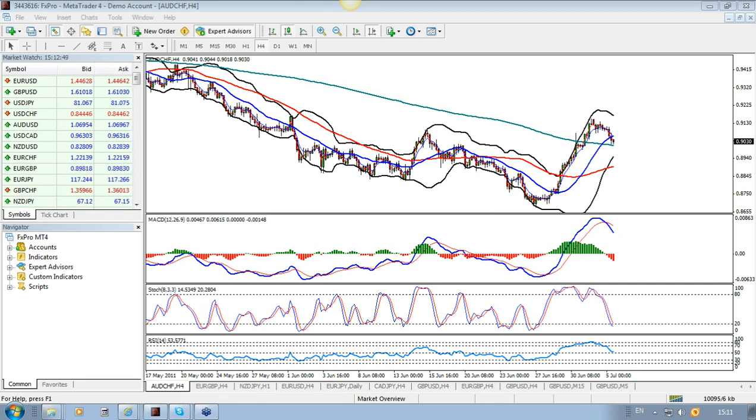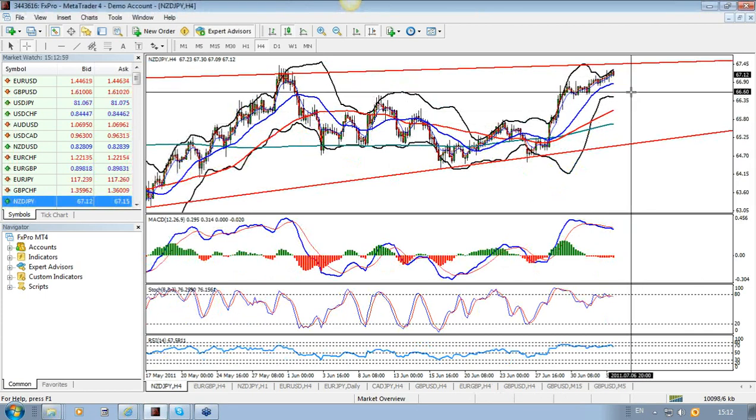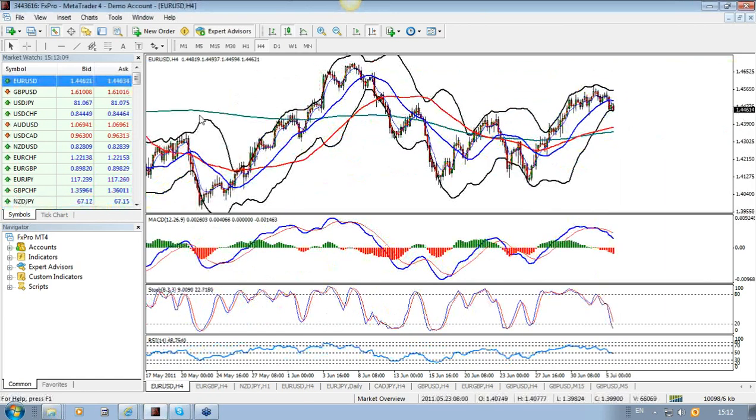New Zealand Yen has hit the open target. Yes, still open target. Still alive. It was very close to stop loss here. Still alive. Let's see. It's reduced risk anyway. So no worries about that.